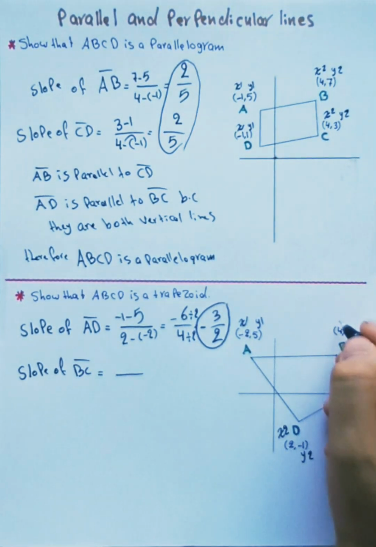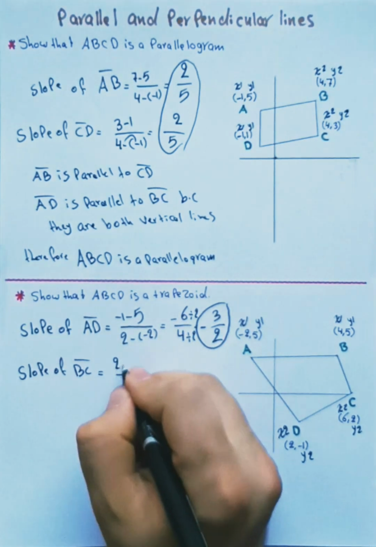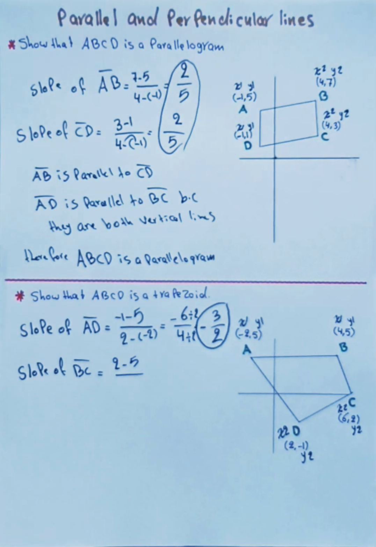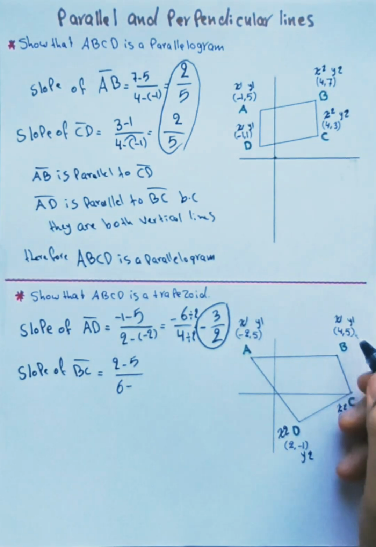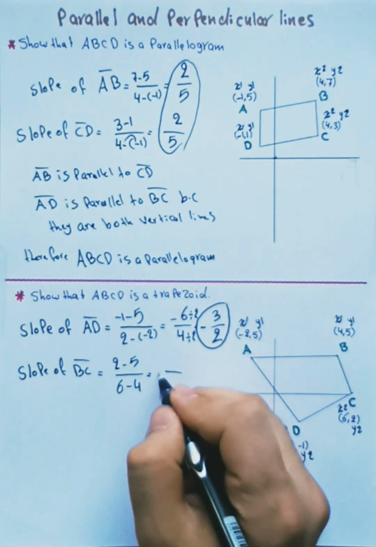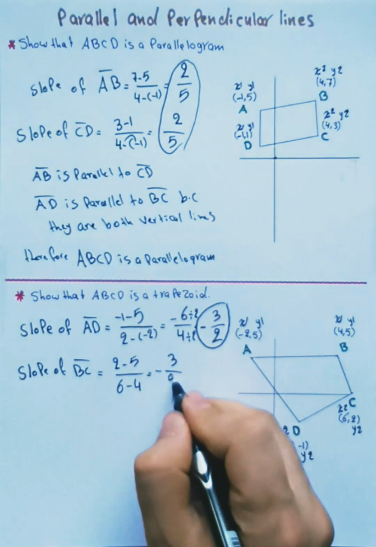So for BC, this is x1, x2, y1, y2. y2 is 2, y1 is 5, and then x2 is 6, x1 is 4. 2 minus 5 equal to minus 3, and then 6 minus 4 is 2.